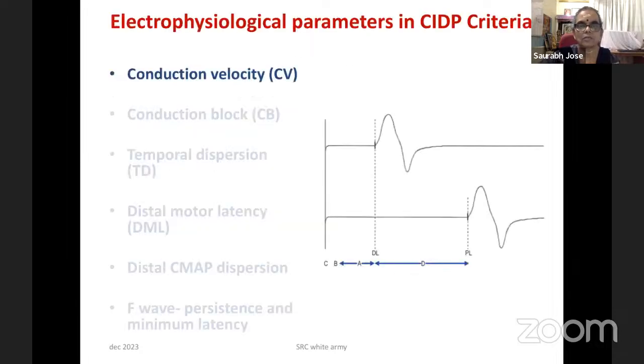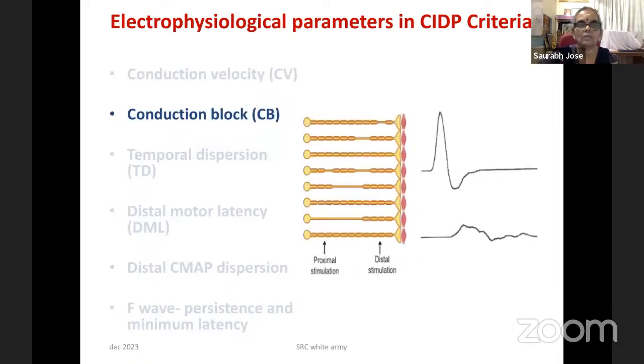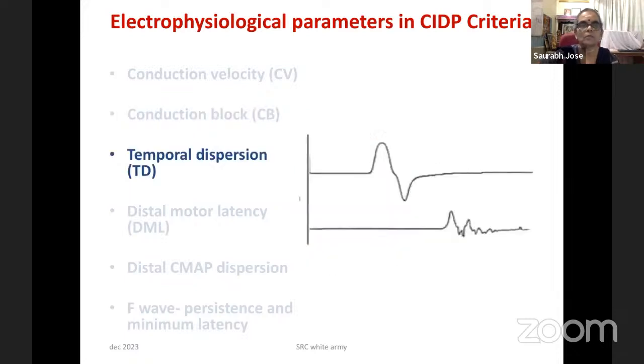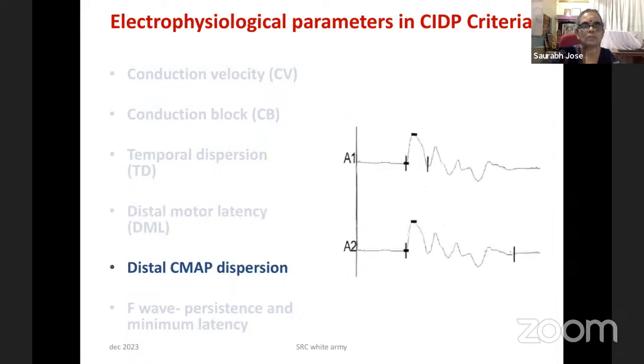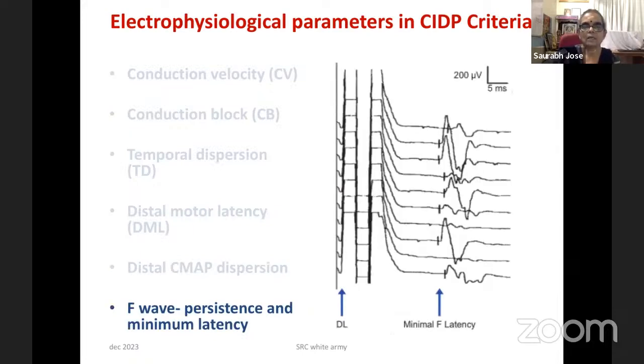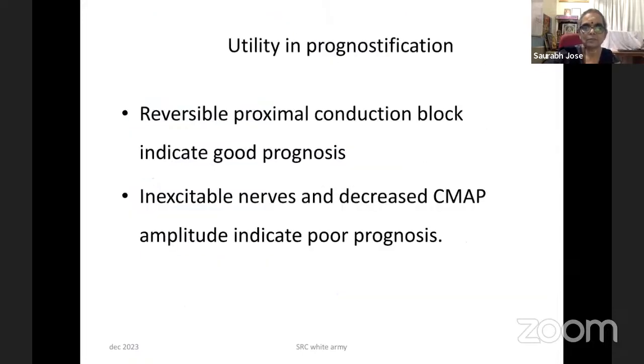These are the electrophysiological patterns showing delay in the conduction velocity. So we put that and find out the conduction velocity. This is conduction block, big amplitude, small amplitude, and this is temporal dispersion, dispersed complex. And here you see distal motor latency is prolonged, and you see the distal CMAP dispersion. These are the various patterns, and F-wave persistence.